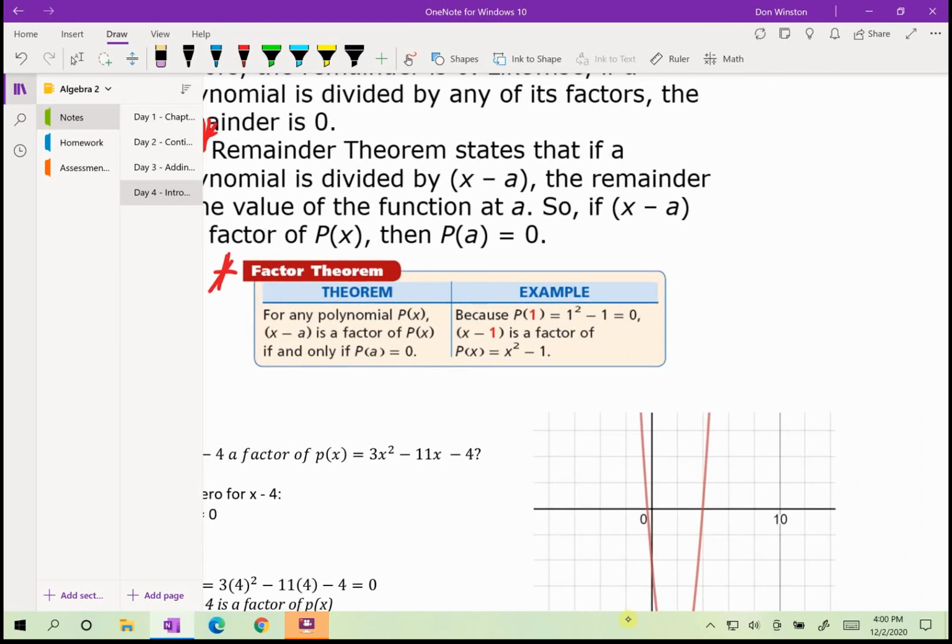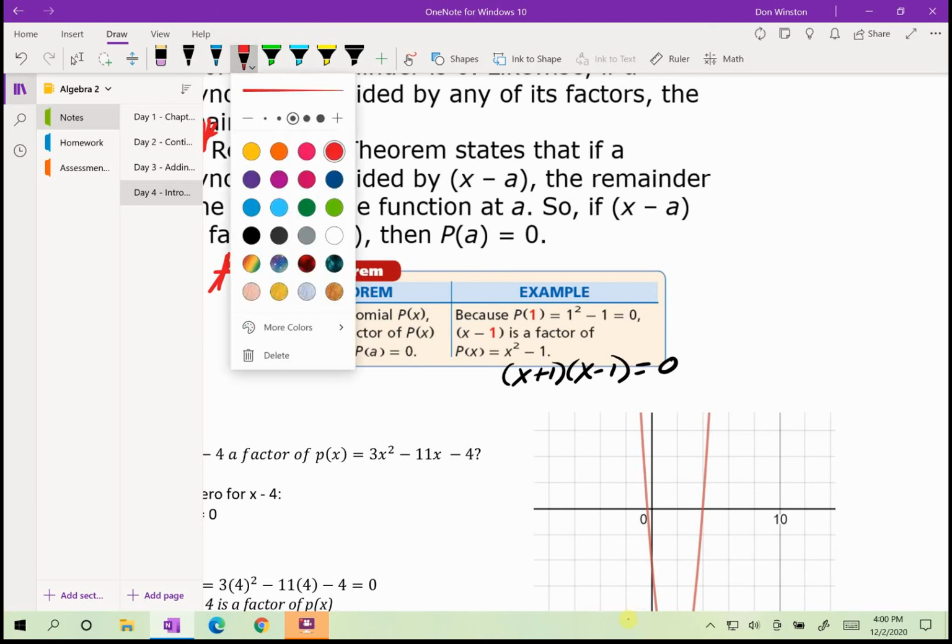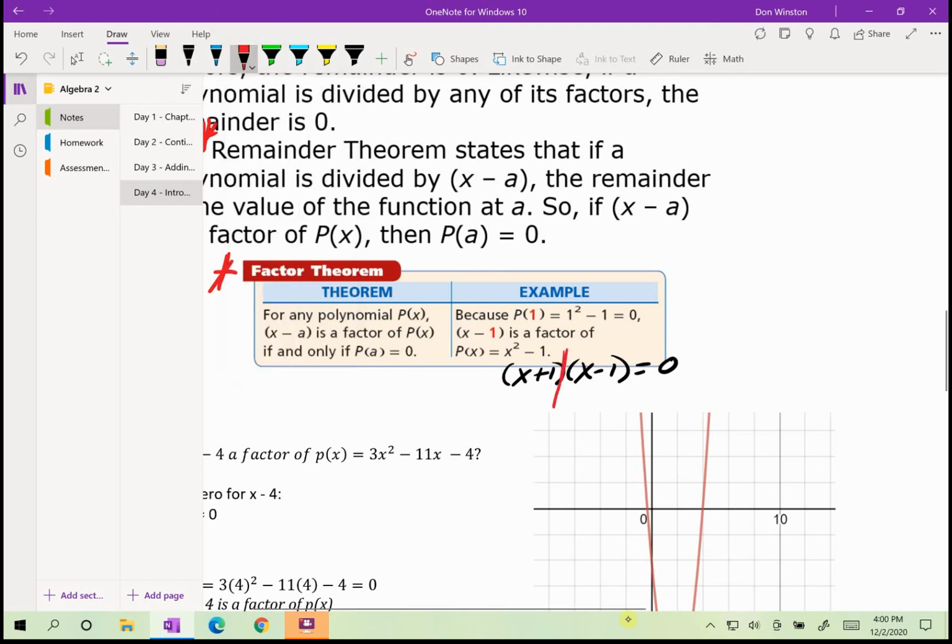So let's say here I have a polynomial. They give us x squared minus 1. We should be able to factor that. That's a difference of squares. X squared minus 1, I can factor as x plus 1 times x minus 1. Let's find the zeros by setting each factor equal to 0. If I find the zeros of that polynomial, I'll get negative 1 and 1. It's easy to see, because I just factored x squared minus 1, that x plus 1 and x minus 1 are factors of that polynomial.